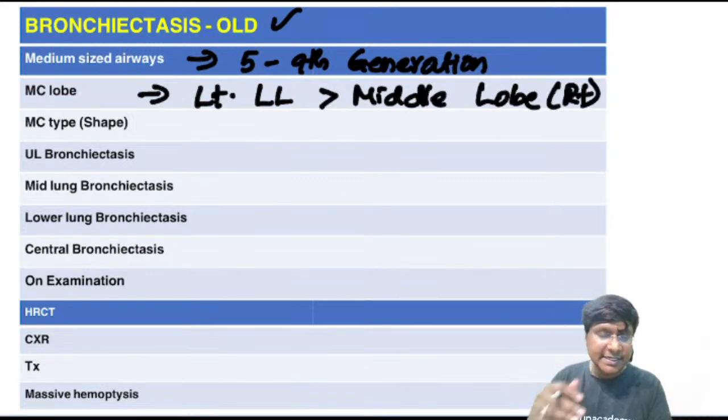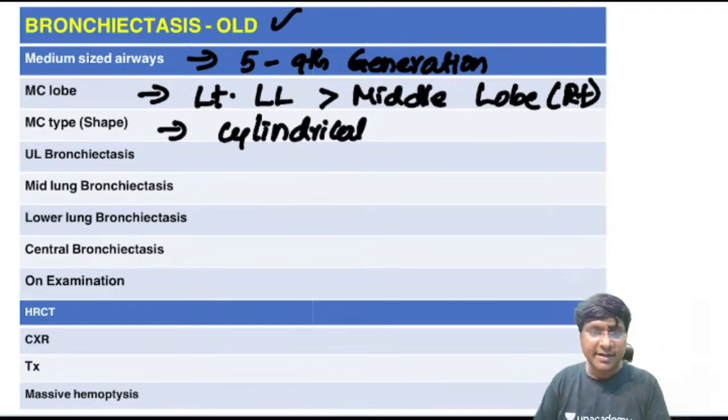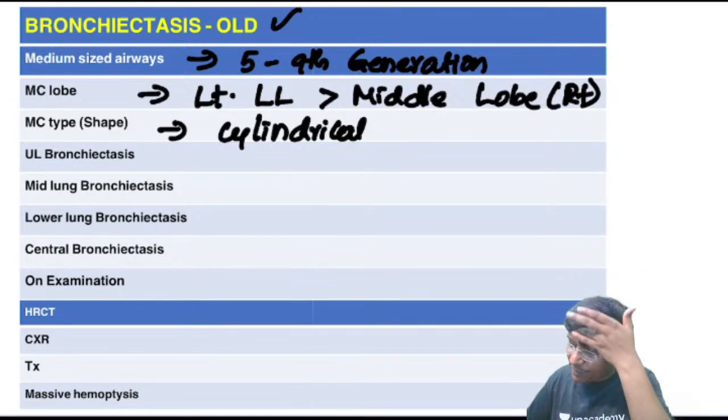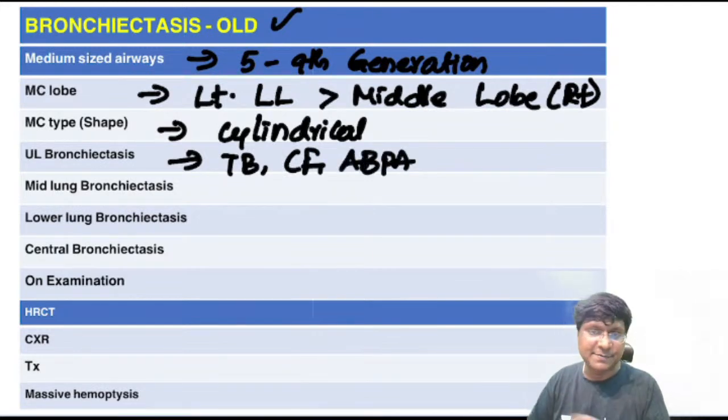Okay, then depending upon the shape, which is the most common type of bronchiectasis? The most common type of bronchiectasis will be cylindrical bronchiectasis, right? What are the conditions where you will have upper lobe bronchiectasis? Upper lobe bronchiectasis, you have that in case of tuberculosis, cystic fibrosis, and allergic bronchopulmonary aspergillosis.